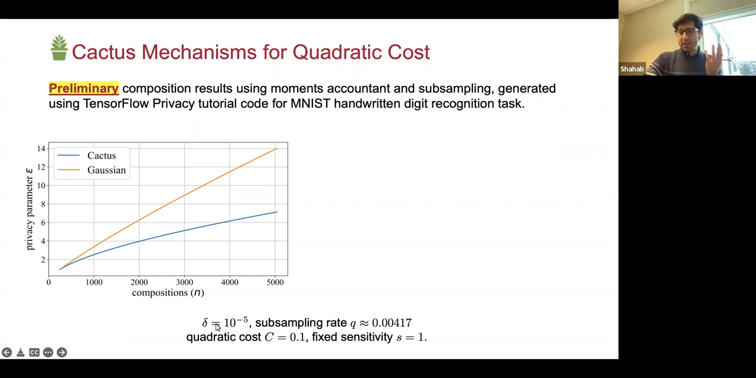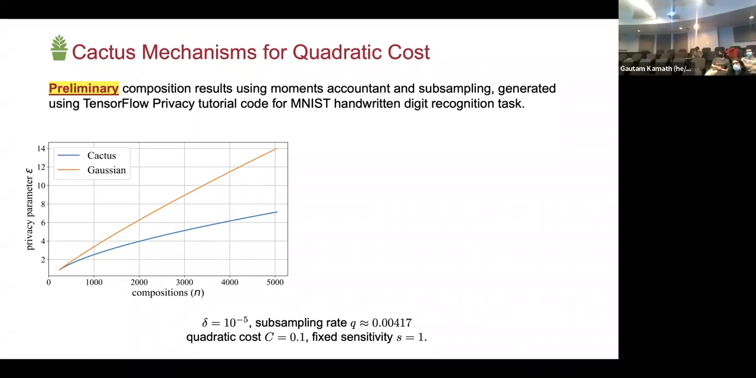Here delta is 10 to the minus 5, and the subsampling rate is something like 0.004. We pick the quadratic cost, the utility constant capital C is 0.1, and the sensitivity is 1. What is important here is that if you look at, for example, 3000 compositions, Cactus gives you an epsilon of maybe 5, but Gaussian gives you something like 9 or close to 10. So Gaussian gets double the epsilon, and there is a significant improvement from Cactus over Gaussian.